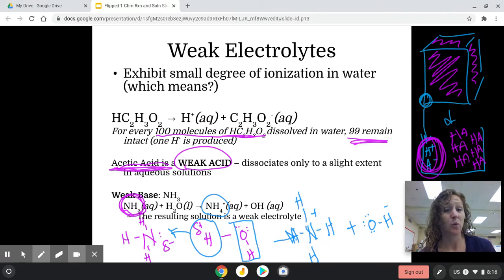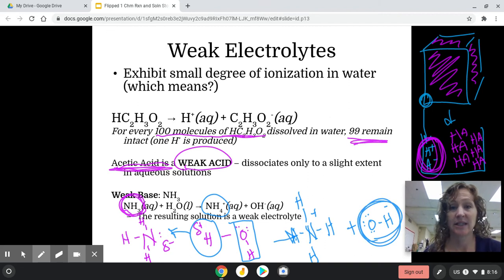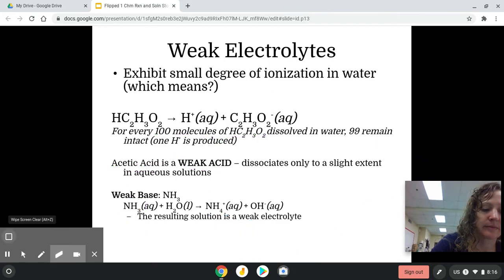But it does happen 1 out of every 100 molecules, and that's enough to produce a fairly basic solution. It is weakly basic, but it is still decidedly basic. So again, weak bases will produce some ions in solution, which make them weak electrolytes.